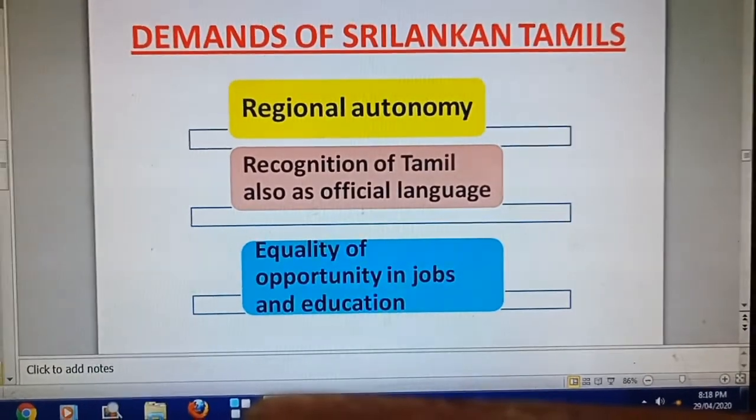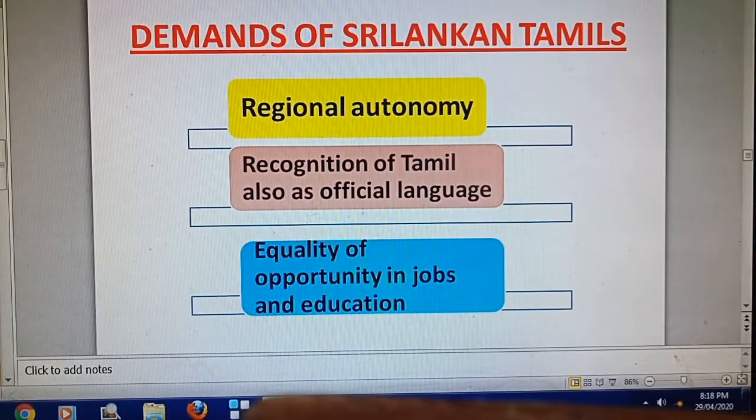Now let us understand what were the demands of Sri Lankan Tamils. श्रीलंकन Tamils 3 चीज चाहते थे. Government ने majoritarianism policy adopt किया और जिसके कारण हर जगह पे Sinhala को preference दिया गया और जो Tamils उनको neglect किया गया. So the Sri Lankan Tamils demanded 3 things.